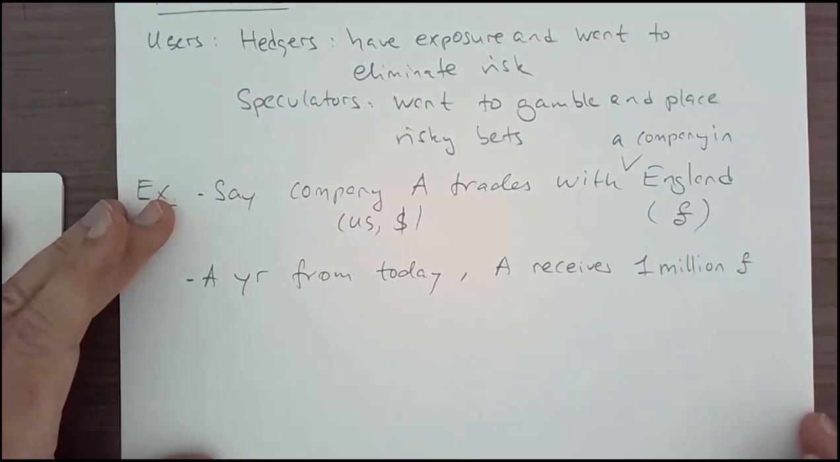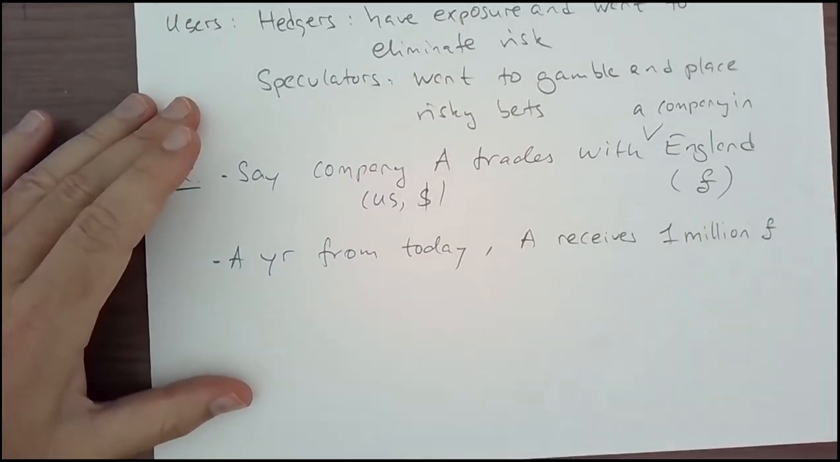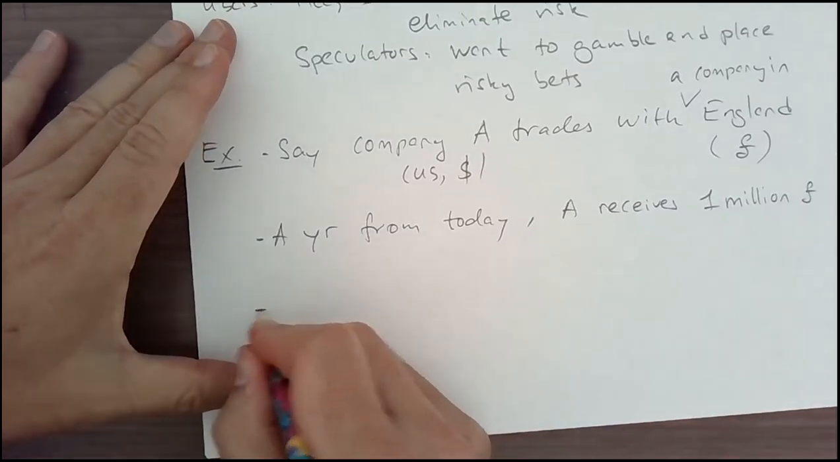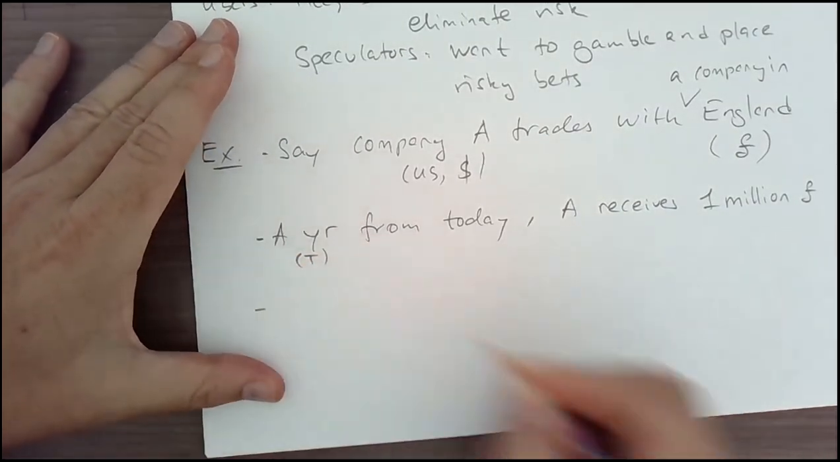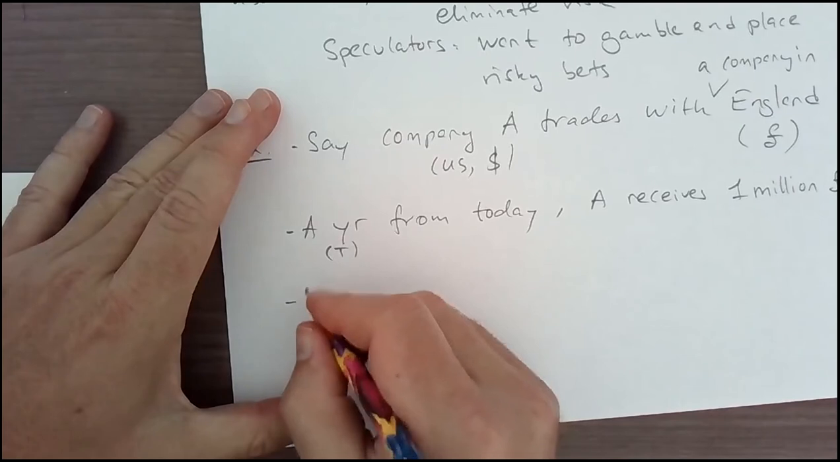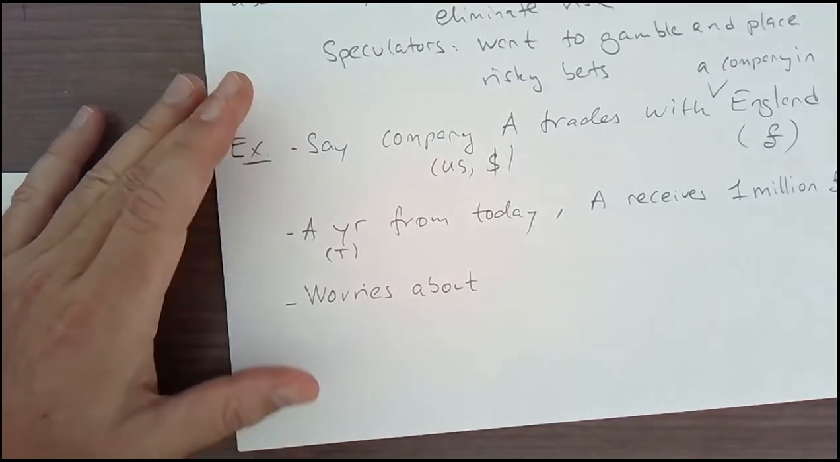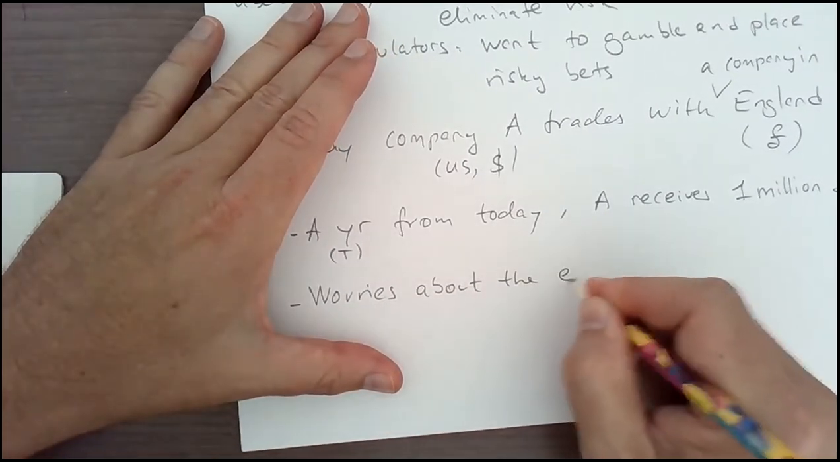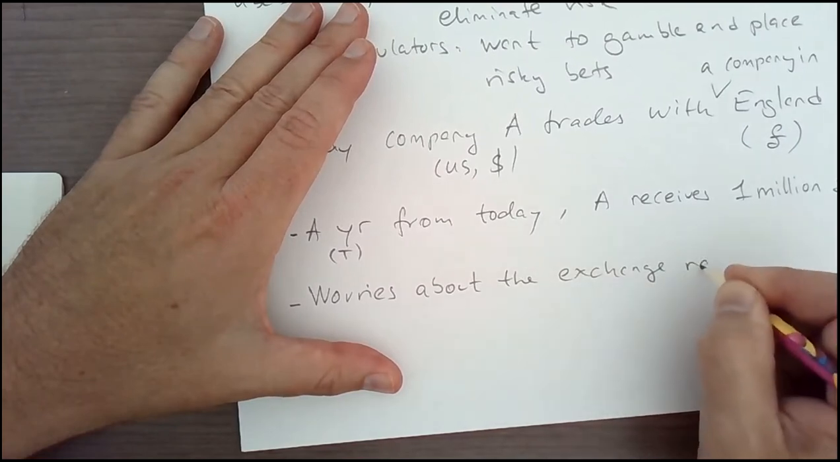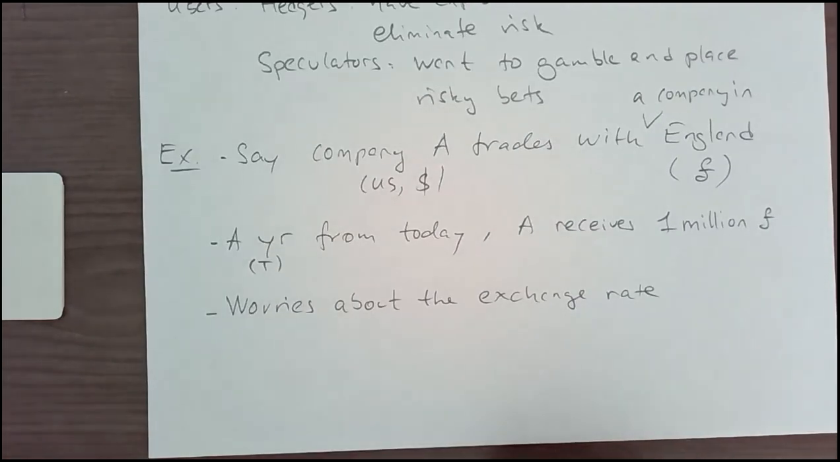So let's imagine we have a company who is trading with England, and you know that a year from now, they're going to receive 1 million pounds. It doesn't have to be a year, it could be a week. That's not so relevant. This year is my T. And the company naturally worries about the exchange rate.